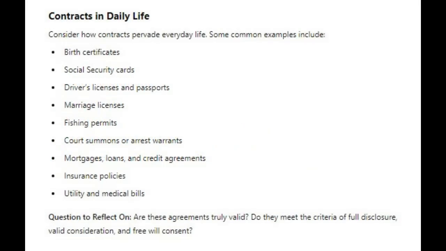Contracts in daily life. Consider how contracts pervade everyday life. Some common examples include birth certificates, social security cards, driver's licenses and passports, marriage licenses, fishing permits, court summons or arrest warrants, mortgages, loans, and credit agreements, insurance policies, utility and medical bills. Question to reflect on: are these agreements truly valid? Do they meet the criteria of full disclosure, valid consideration, and free will consent?